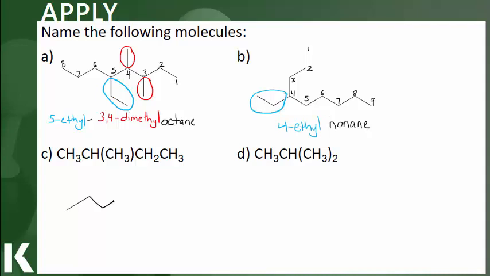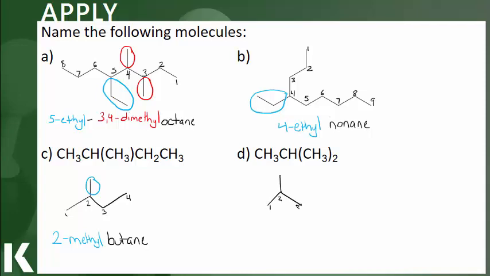For C, I'll start by drawing out the structure of the molecule. This will help me determine the longest carbon chain and see the immediate substituents, plus I'm less likely to make any mistakes when I draw it out. This is a butane because of the 4 carbons, and a methyl group on the 2 carbon means this is 2-methyl butane. Lastly, D, which I'll draw out.